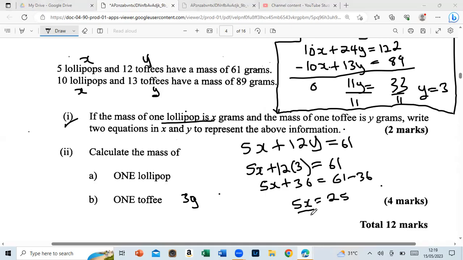Alright, so we divide both sides by 5. If you see that it looks like a repeat, I deliberately did it. So this works out to 5 grams. Alright, let's proceed. And that's 4 marks.